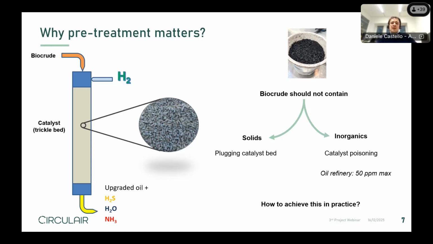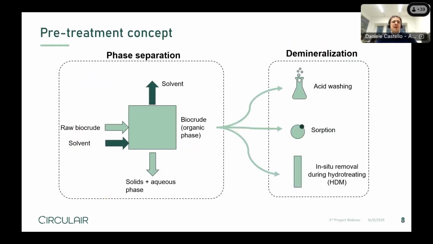This actually is an issue, and how to achieve this in practice is something we struggled with in our research, and we think we found some possible solutions. We elaborated a concept that is composed of a phase separation first, so first extraction of the biocrude from the bulk using a solvent, and then, once aqueous phase and solids have been separated, we can actually perform demineralization to reduce the inorganic content. And we see some ways we explored.